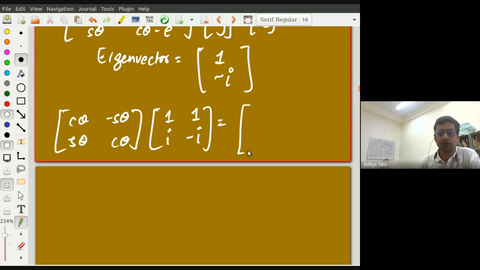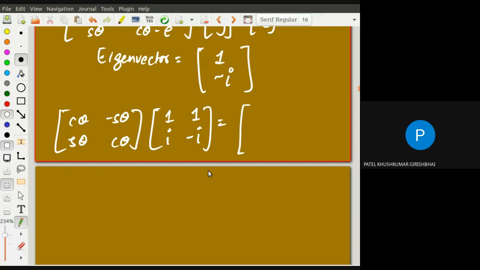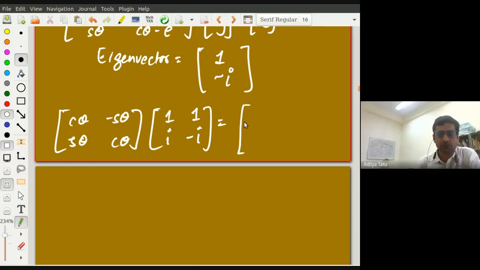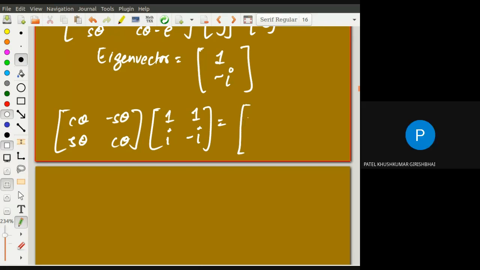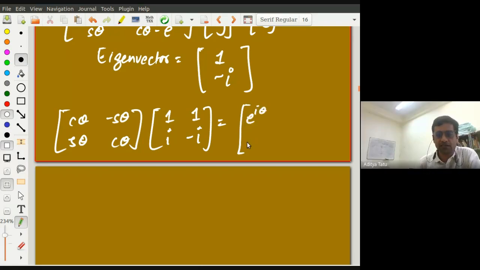What would be the first column? e to the power minus i theta... no. e to the power i theta and i e to the power i theta. And similarly, the second one would be e to the power minus i theta and minus i e to the power minus i theta. If your computations are right, then these computations have to be right.